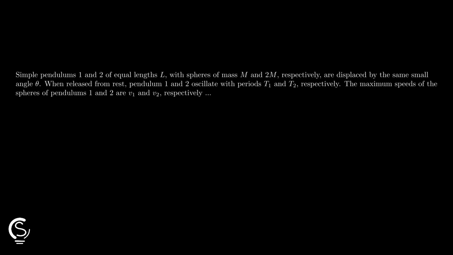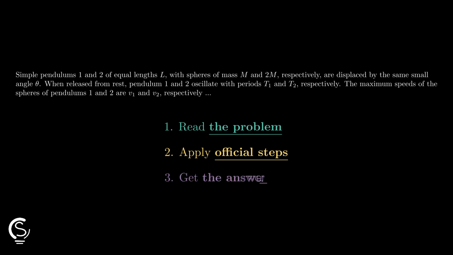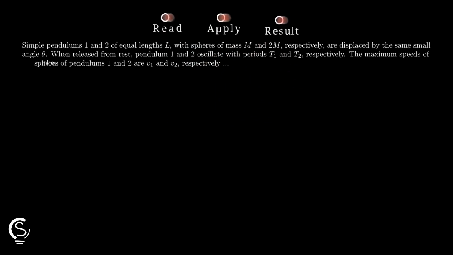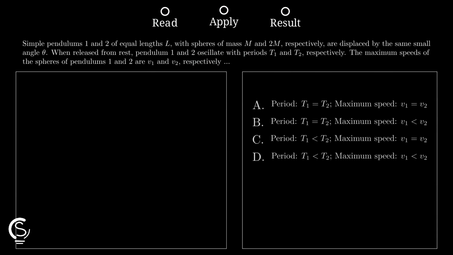Let's level up. Simple pendulums with different masses can be tricky, but we will solve this physics problem fast by looking at the period and speed formulas. First, look at the period formula for a simple pendulum. It only depends on the length and gravity. Since both lengths are equal, the periods must be exactly the same here.